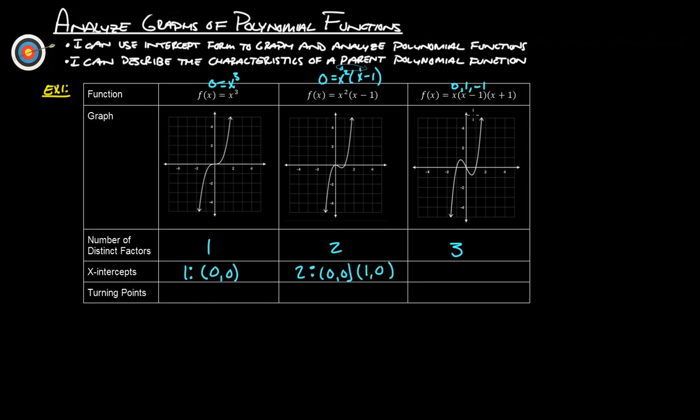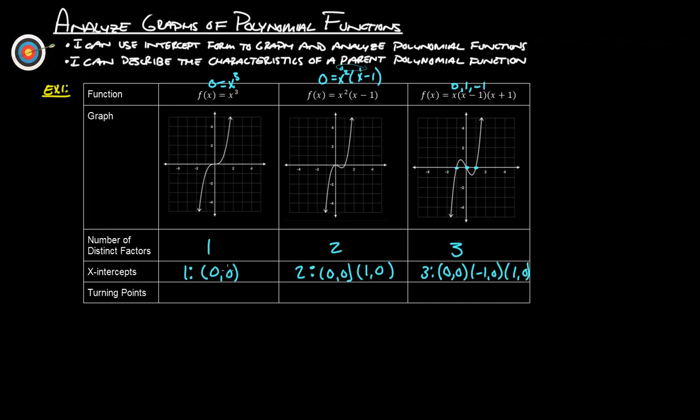Right, and then how many total x-intercepts here? There's 1 there, 1 there, and 1 there. So there's 3, just like we said here, and because there are 3 different spots, 3 different ways we can set it equal to 0. So 0, 0 is right there. Negative 1, 0 is right here, and then this one over here is 1, 0. So 3 different spots. Okay.